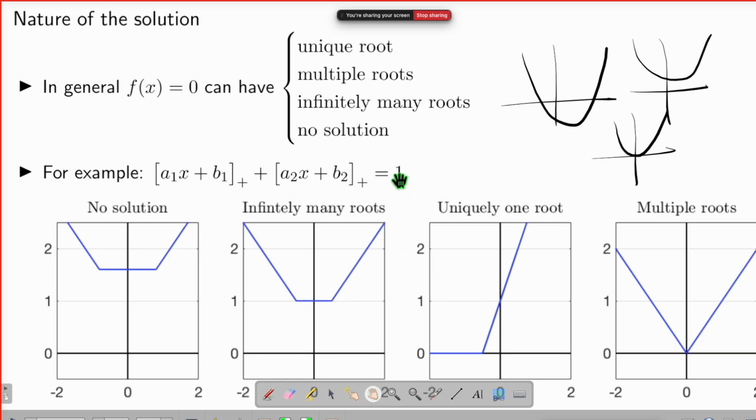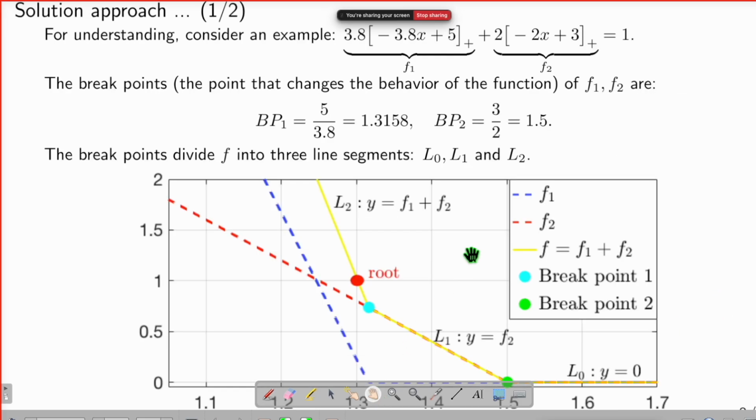Okay, if this is 1, this is 1. This one does not touch this, so no root. This one touches it, so infinitely many roots. And then what about this? Exactly 1 root. What about this? 2 roots. Okay, so that's the idea. Let's look at how we solve it.